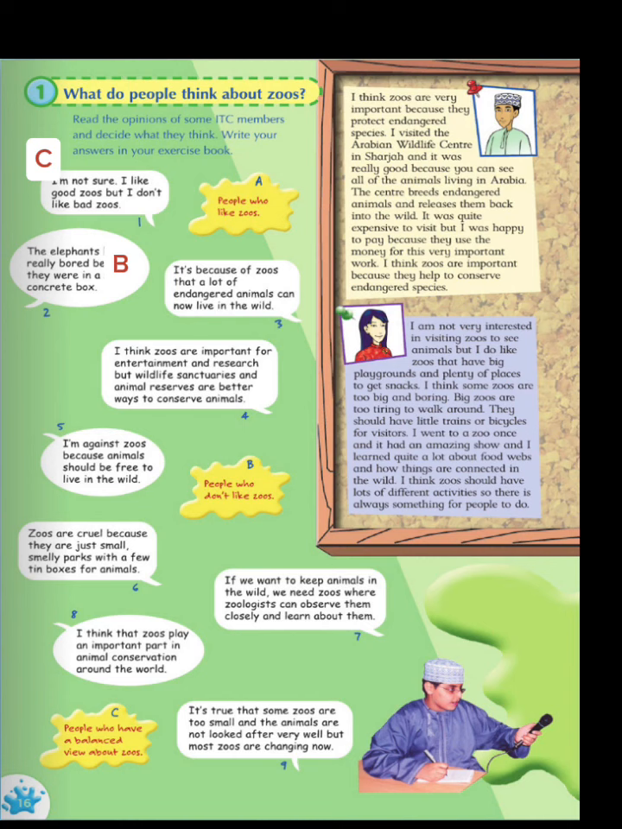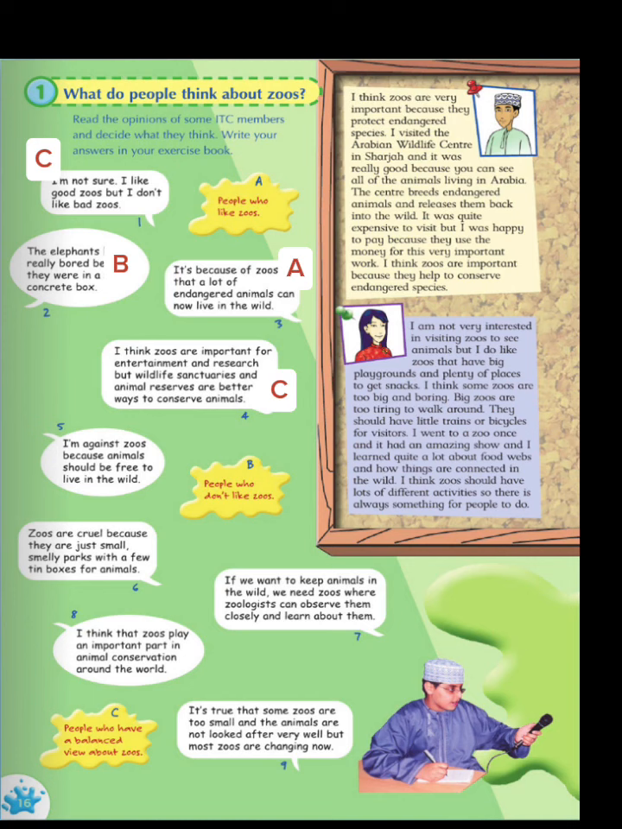Number 3, it's because of zoos that a lot of endangered animals can now live in the wild. Number 3 belongs to Group A. Number 4. I think zoos are important for entertainment and research, but wildlife sanctuaries and animal reserves are better ways to conserve animals. Number 4 belongs to Group C.